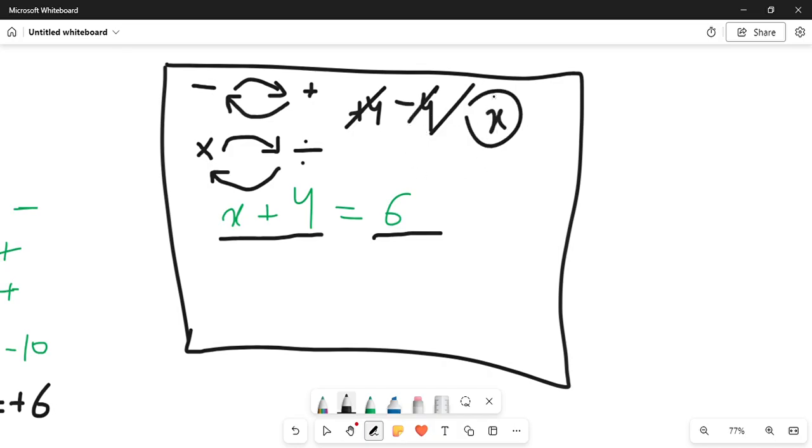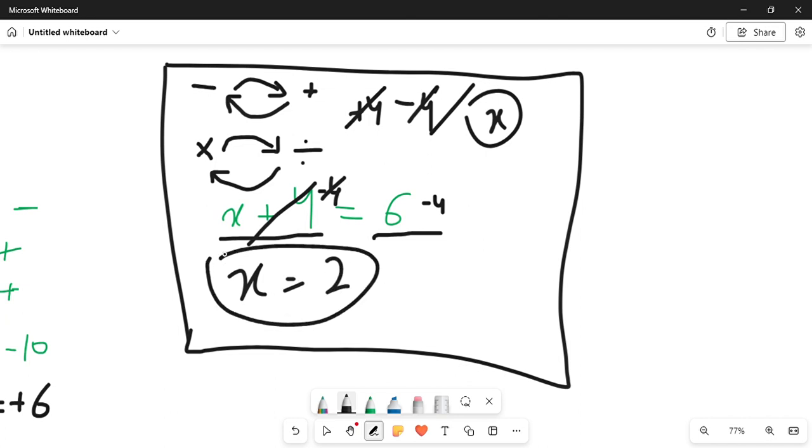So this is what I need. I'll add a minus 4 here, and to fulfill this rule, I'll add a minus 4 here too. So now this plus 4 and minus 4 will cancel out, and I'll get 2. So x will equal 2, right? So this is the logic behind this.